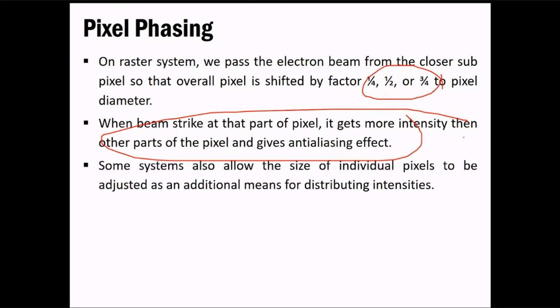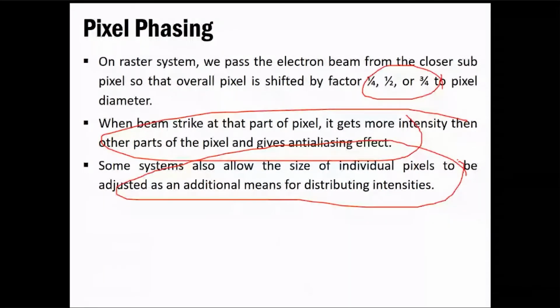Then it says some systems also allow the size of an individual pixel to be adjusted, as an additional means of distributing intensity. It all depends on the system, how they deal with this aliasing. They have given it in their own developer's manual or monitor manual, how they deal with these pixelated things or this aliasing effect. So some systems might add this, that is, the size of the individual pixel being adjusted.